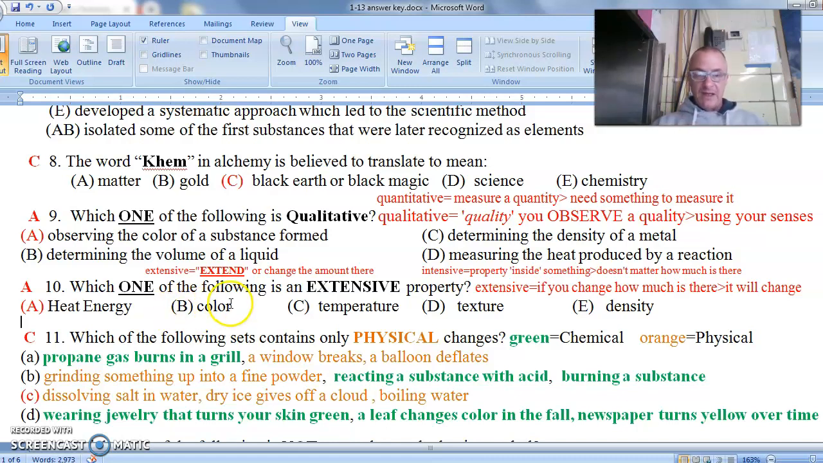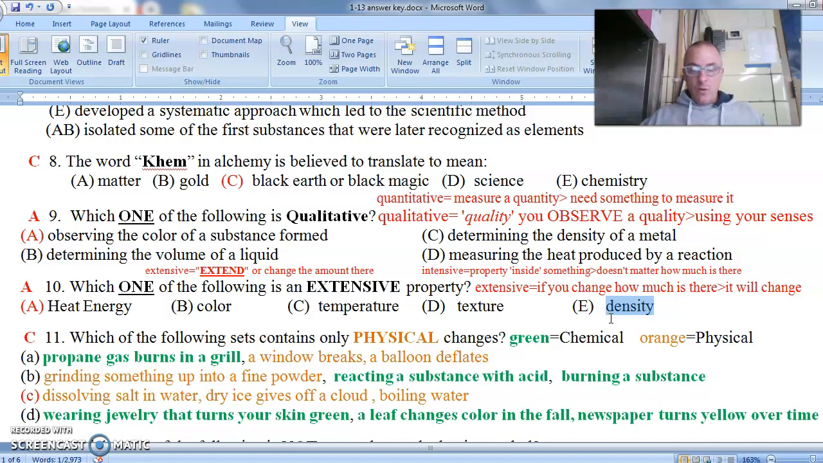The color of something is intensive. It doesn't matter how much is there. The temperature of something really doesn't matter how much is there. If I have a giant bucket of water at room temperature and I have a thimble of water at room temperature, they're the same temperature. They're room temperature. The texture of something does not matter how much is there. And the density of something also does not matter how much is there, as we learned back in the density of Penny's lab that we did.